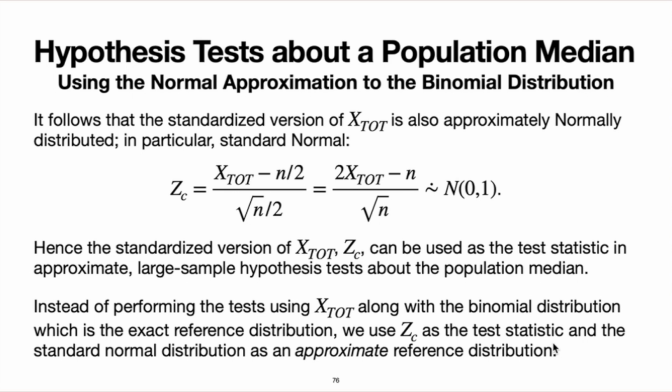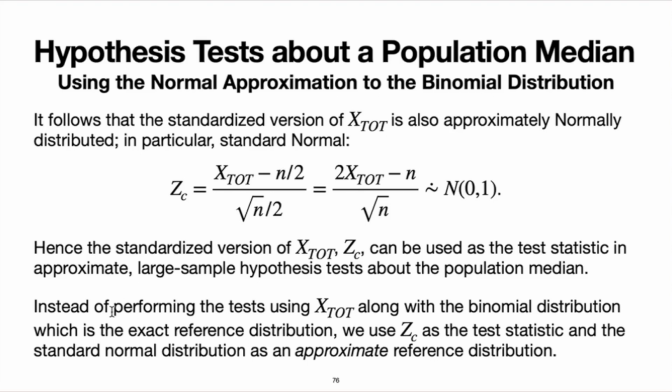So if X_tot is approximately normally distributed, then if we standardize X_tot by subtracting off the mean of its sampling distribution and then dividing that difference by its standard error, then that standardized version of X_tot will be approximately standard normal. And so what we're going to do is call the standardized version of X_tot Z_calc, for a calculated test statistic that is a standardized test statistic. And so what this result tells us is that Z_calc will be approximately standard normal. And hence the standardized version of X_tot, which is Z_calc, can be used as the test statistic in an approximate large sample hypothesis test about the population median.